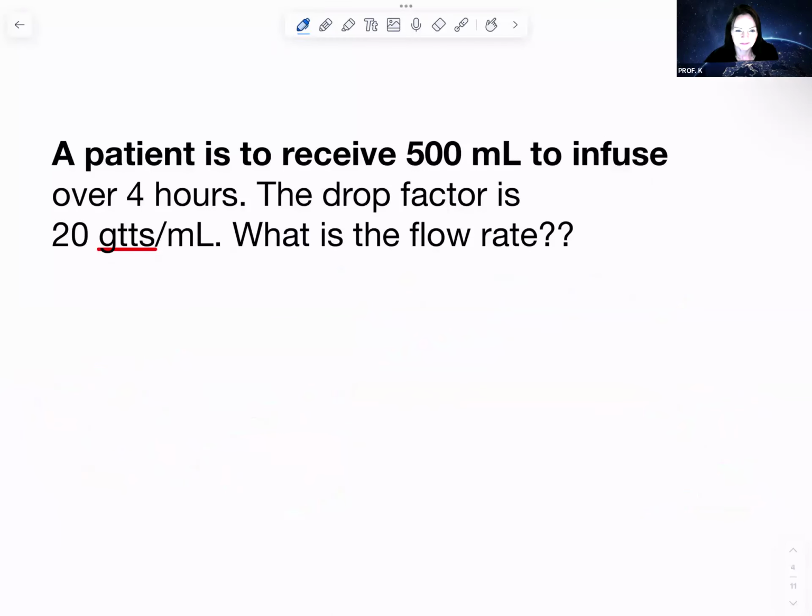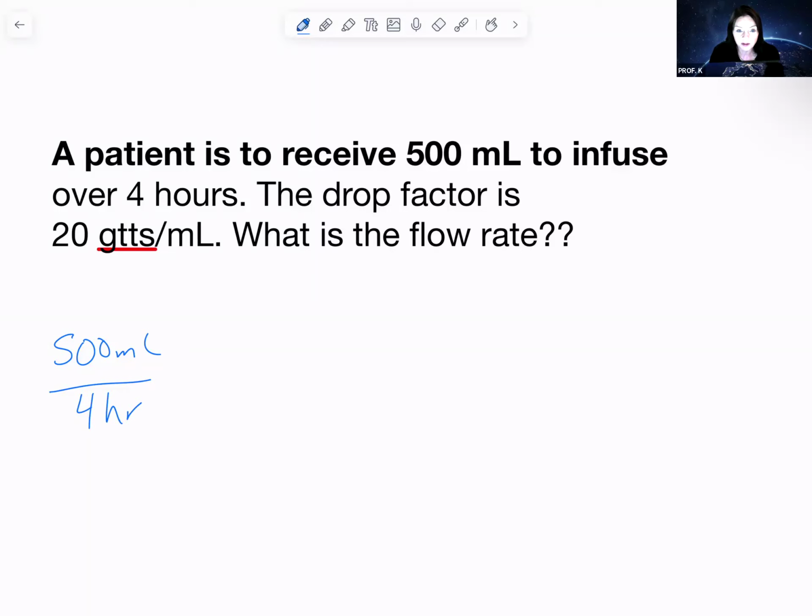All right. Do this one together. Okay. No worries. I'm reading the question. A patient is to receive 500 milliliters over 4 hours. Volume over time. That's the doctor's order. 500 milliliters over 4 hours. The drop factor is 20 drops a milliliter. What is the flow rate?